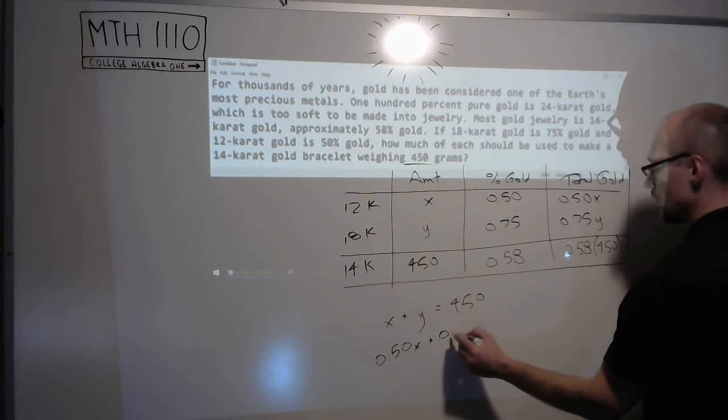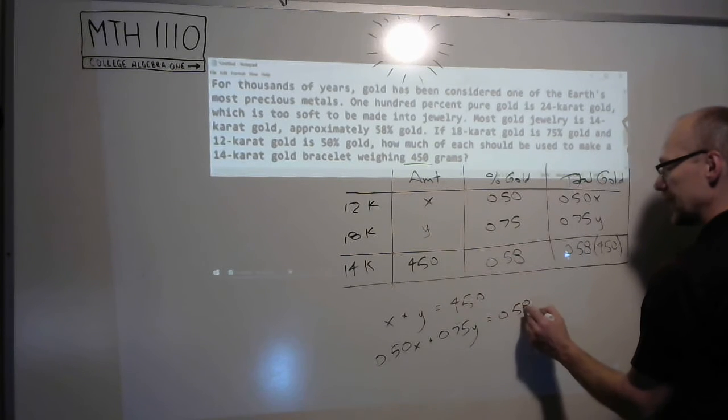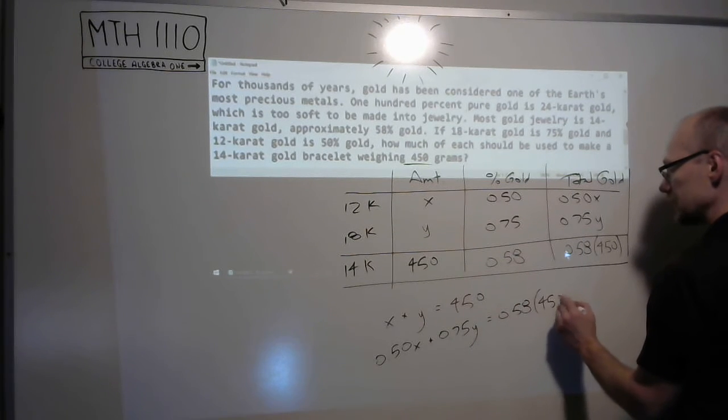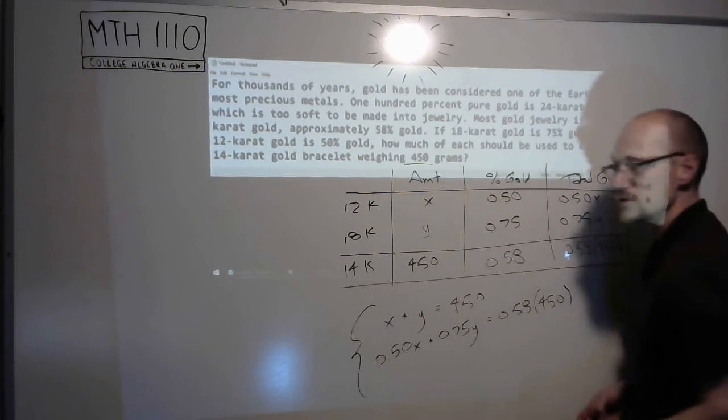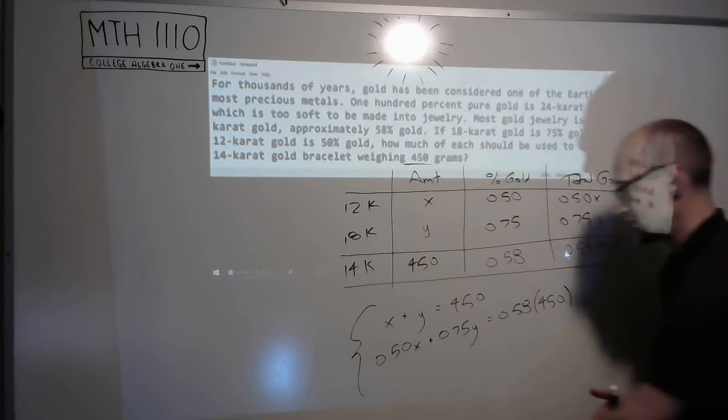0.50x plus 0.75y equals 0.58 times 450. So those are your two equations for this particular question. Solve them using whatever method you want. You've seen me do it by hand. You've seen me use Desmos. For that, you should be able to plug those things in and get a pretty good, solid answer. All right? I got one left.